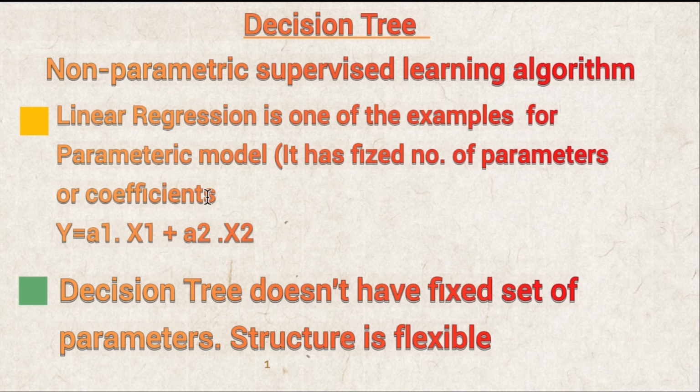When any model has a fixed number of parameters which are to be determined during the training time, that model is called a parametric model. Whereas a decision tree doesn't have a fixed set of parameters. Here the structure is flexible. Therefore, we call the decision tree a non-parametric model.